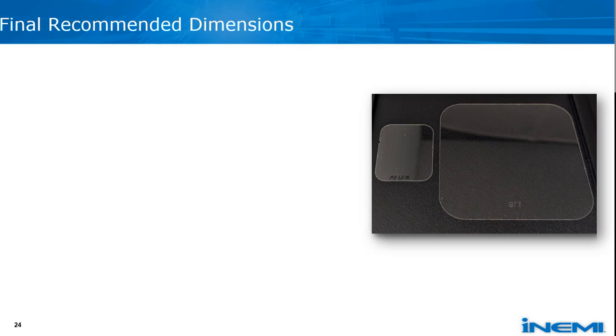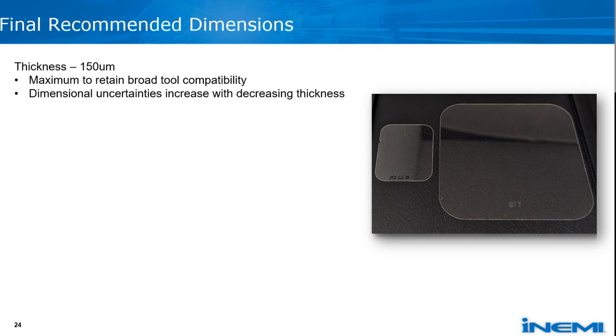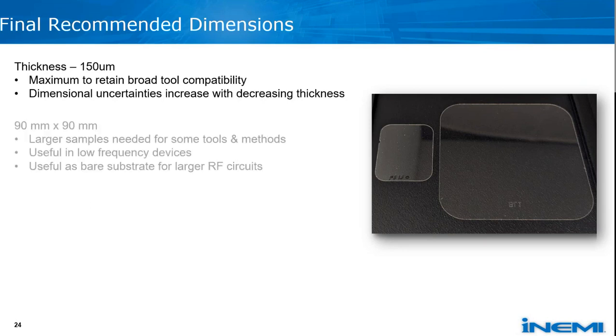Ultimately, this led us to the final recommendations on dimensions for the SRM sizes. The thickness we think is 150 microns is appropriate. This is really the maximum upper range for broad tool compatibility, while maintaining as low as possible dimensional uncertainties, because the dimensional uncertainties increase with decreasing thickness.